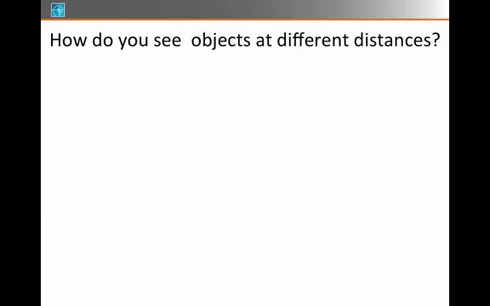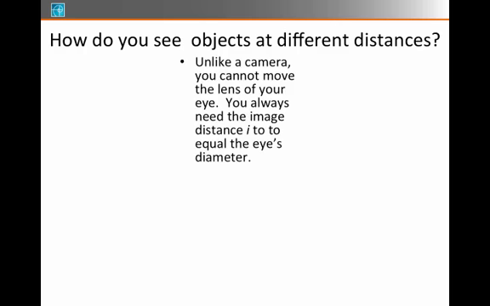Now, of course, you and I know that many times we can see objects at different distances, and yet we're not focusing like a camera does. Unlike a camera, you don't actually move the lens of your eye. You always have a lens located at the same location relative to your retina. And so you always need the image distance I to equal the diameter of your eyeball. So you don't get to vary things in the same way a camera does.